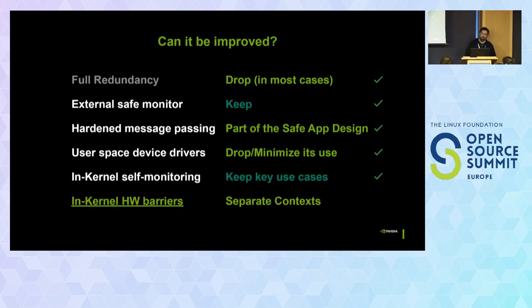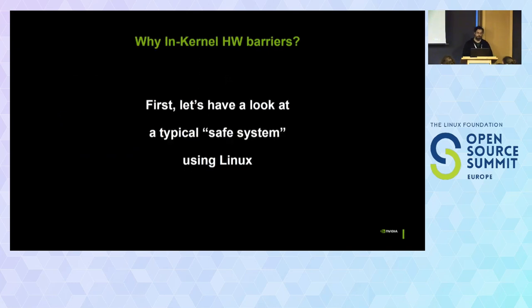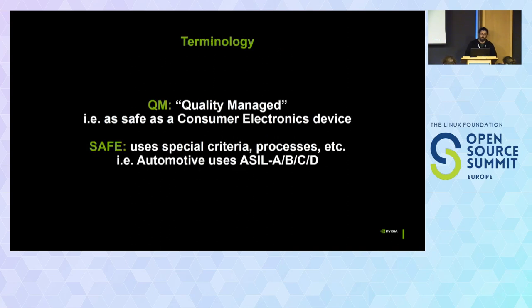And then what I'm trying to propose is to introduce in-kernel hardware barriers so that we can introduce multiple contexts within the kernel. And the idea is that this can help for the points I previously proposed to alter. Well, why do we want barriers? First, let's just have a look at the terminology.